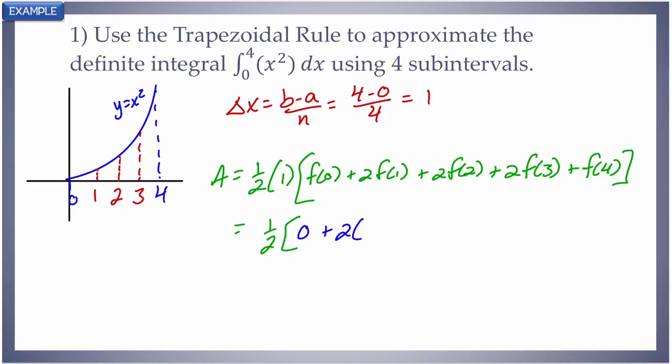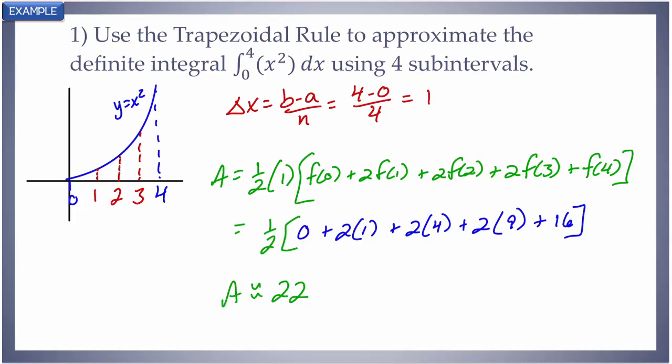Plus 2 times f of 1, so take 1, plug it into your function. 1 squared is 1, plus 2 times f of 2, so that's going to be 4, plus 2 times f of 3, which is 9, plus f of 4, which is 16. And if you work all that out, you're going to get 22. So your area, technically you really should put approximation signs here, because the area is not exactly that. The area is approximately 22 square units.